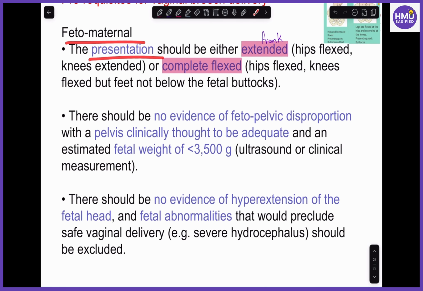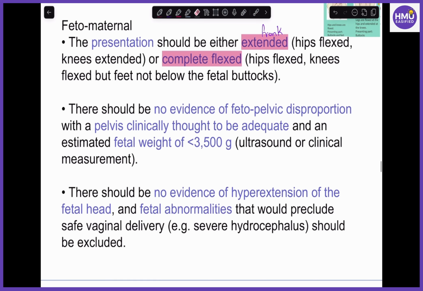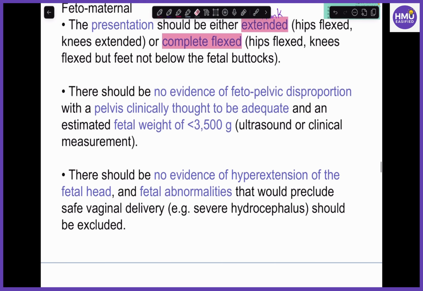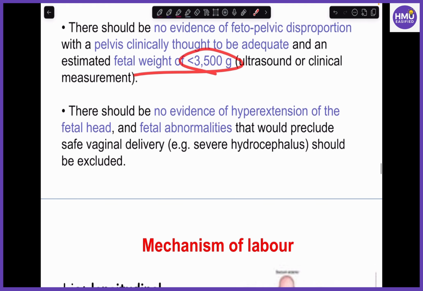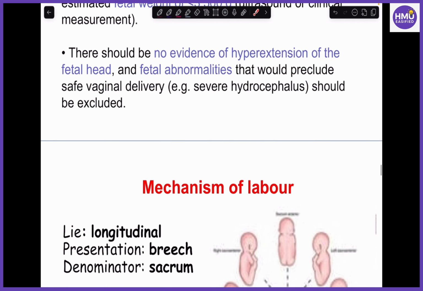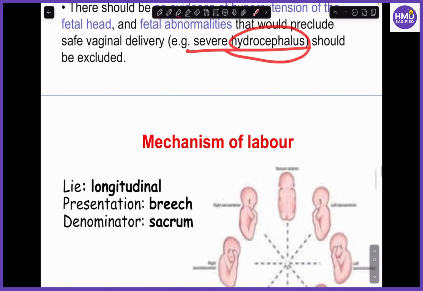So the fetal-maternal presentation should be either frank, with extended hips and flexed knees, or complete flexed, but feet not below the fetal buttocks, meaning not footling or incomplete breech. There should be no evidence of fetal pelvic disproportion. There should be an adequate pelvis, fetal weight not more than 3.5 kilograms, no hyperextension of the fetal head, complete flexion, and no fetal abnormalities or congenital anomalies, such as severe hydrocephalus.